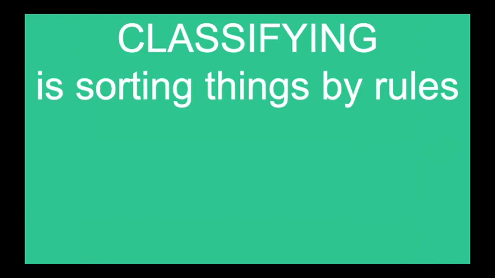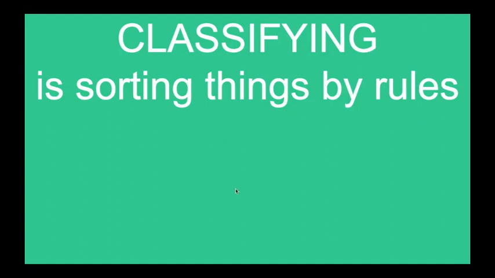Classifying is sorting things by rules, right? Sorting things by rules. So take your pen and write down. Classifying is sorting things by rules. And repeat after me. Classifying is sorting things by rules. Right? Classifying is sorting things by rules. Okay, you can pause the video and finish writing. Okay, when you finish writing, continue watching the video.